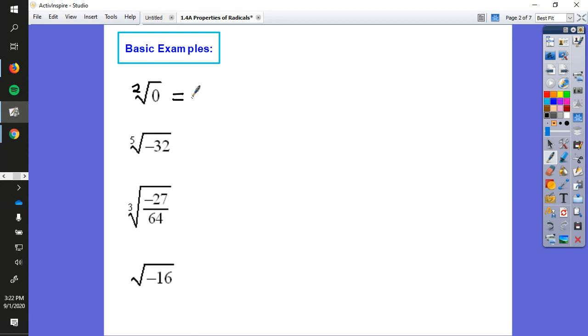So what times itself? I know you probably already know what the answer is here, but it's sort of like having a question mark and saying what squared gives me 0. In other words, that's really what it's asking. And hopefully you know that the answer to that is 0. So the square root of 0 is 0.